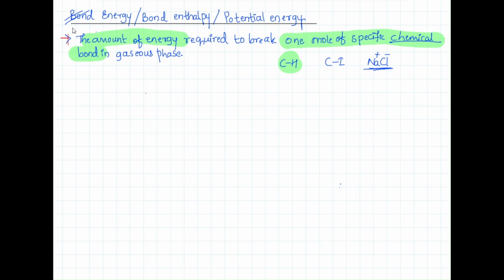Right? The amount of energy required to break 1 mole of a specific covalent bond in the gaseous phase. It is measured in terms of kilojoules per mole.